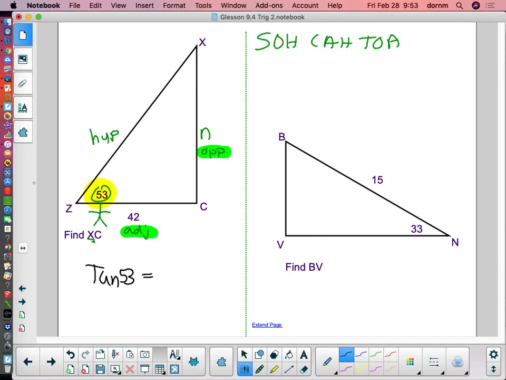Okay? Now, we know tangent 53 is a decimal, but we want the decimal and the ratio in the same equation. What's the ratio for tangent of 53 in this triangle? N over 42. And now we just do our algebra. Everything's all set up. N's in the top, so I can just multiply both sides by 42. Remember, I'm not multiplying the 53 by 42. I'm multiplying the tangent of 53 by 42. So I go 42 tan 53 is 55.7.